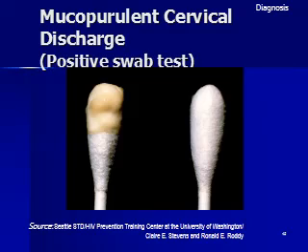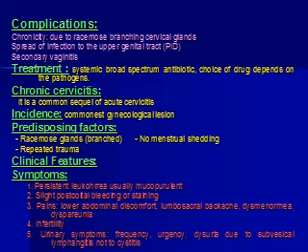This slide shows positive swab test demonstrating mucopurulent cervical discharge. Complications of acute cervicitis are colposcopy, spread of infection to the upper genital tract causing PID, and secondary vaginitis. Acute cervicitis is treated by systemic broad-spectrum antibiotic, and the choice of the drug depends on the nature of the pathogen. Chronic cervicitis is a common sequel of acute cervicitis. It is the commonest gynecological lesion.